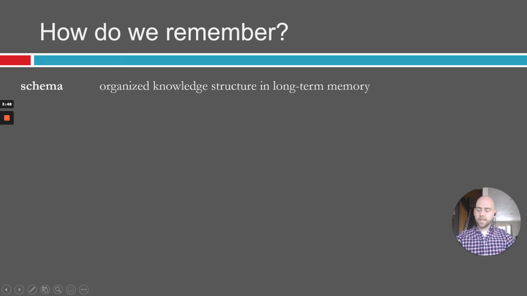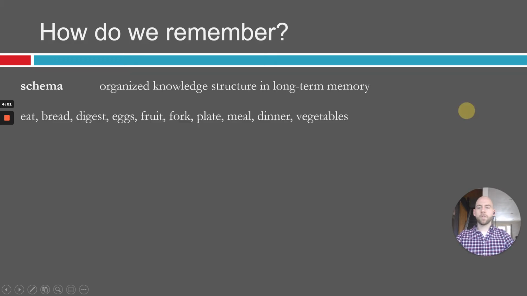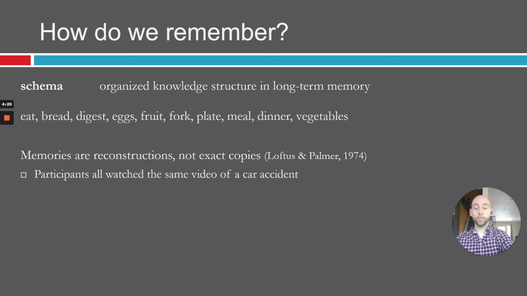I am also going to talk about this idea much more in the cognition unit, but I want to introduce it now. A schema is a kind of way that we scaffold and structure our knowledge and our memory. So a schema, the organized knowledge structure, the associative network you have in your long-term memory. So if I say eat bread, digest eggs, fruit, fork, plate, meal, dinner, vegetables, you probably are activating a relatively specific schema. What is it? Probably food, right? These are all things that are related to your schema of food. And I activated the word food in your mind without actually saying it.